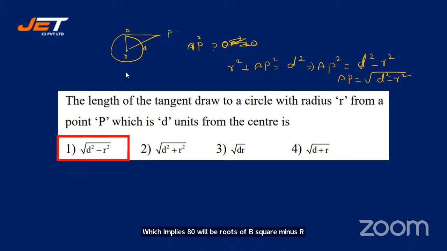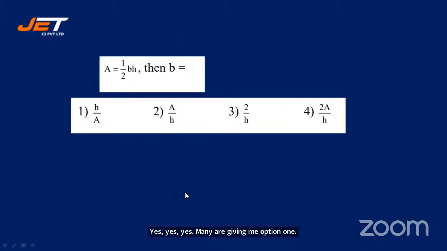So that is why your answer option 1, root of D square minus R square, would be the length of the tangent, that is AP. All right, let me see how many are giving me. Yes. Many are giving me option 1. Perfect. Good. Let's move on to the next question.